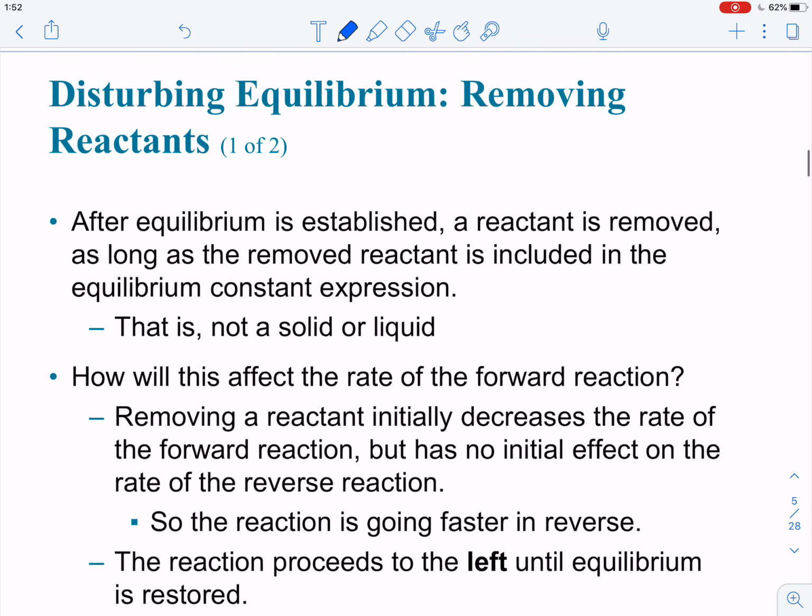Now, if you remove reactant, okay, removing reactants means you are decreasing the concentration of the reactant, correct? So think in terms of Q, right?